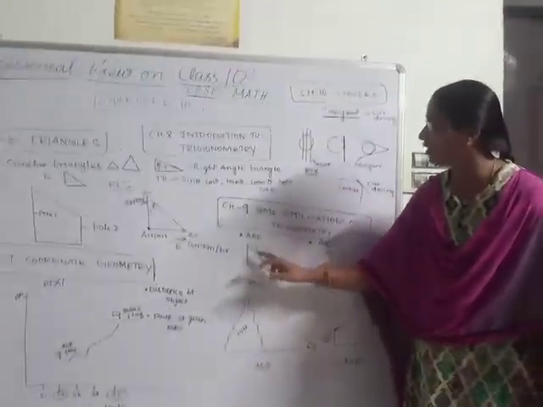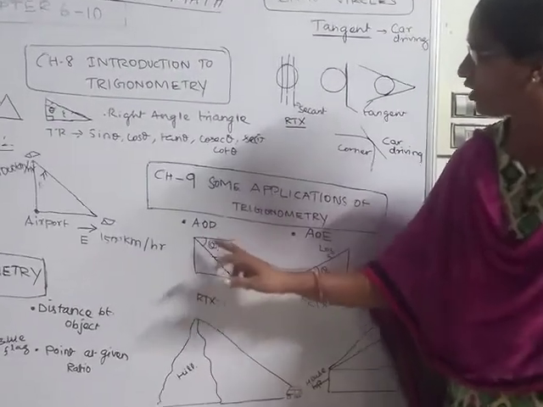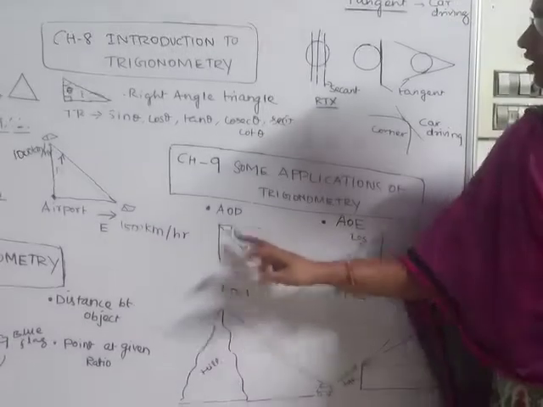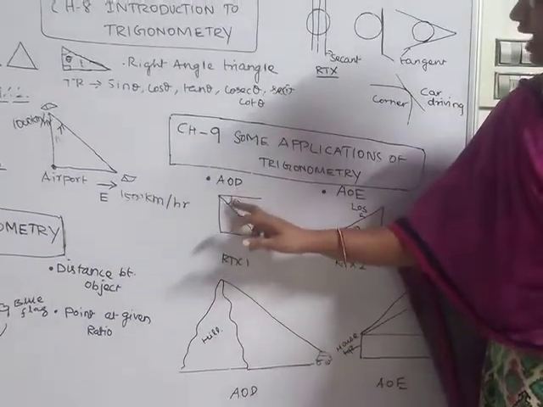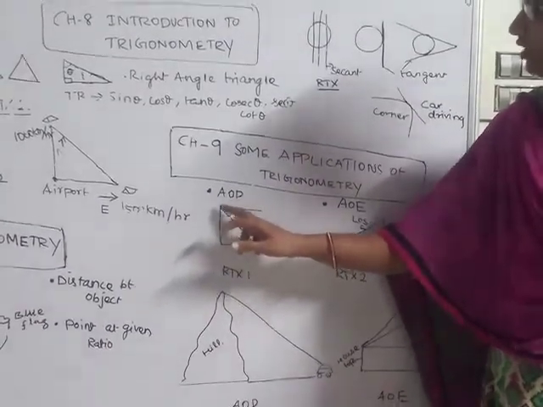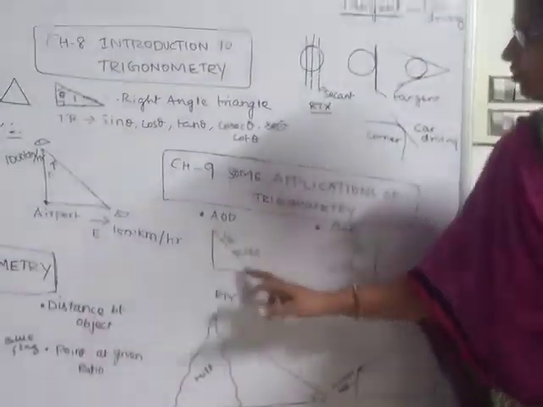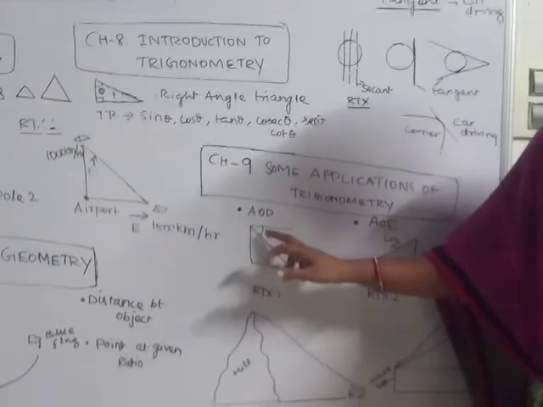Angle of depression means from the top you are going to see an object which is down, which is on the earth. Then this is the angle between that horizontal line and the line of sight. You are seeing along this line. So this is the angle of depression.